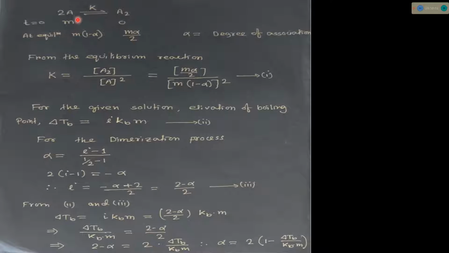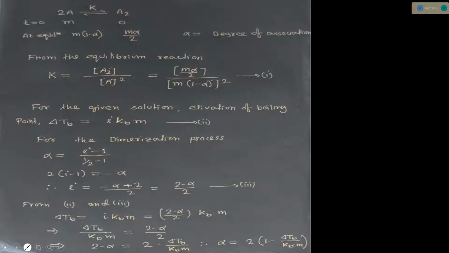That means half of the previous. First the molality is m, the degree of association is alpha. Now at equilibrium the molality of the solute A becomes m minus m alpha, m into 1 minus alpha. The m is the original concentration minus m into alpha. Alpha is the degree of association, and the concentration of A2 becomes m alpha by 2. Since it dimerizes, it becomes half of this m alpha value.